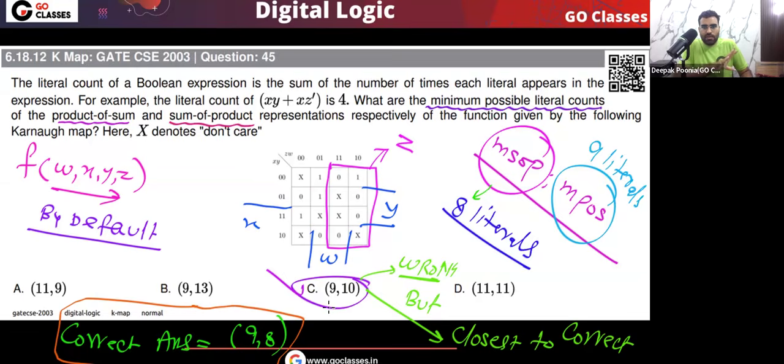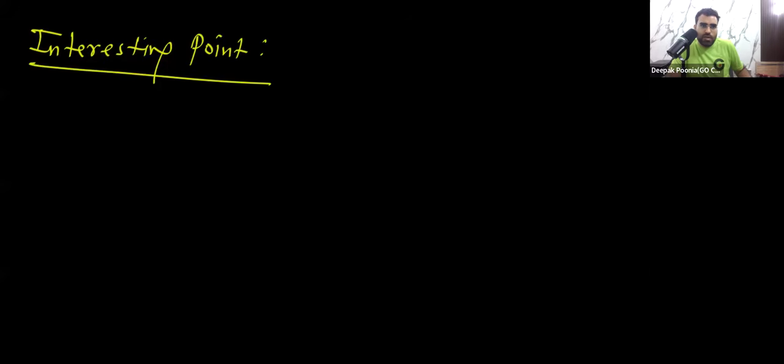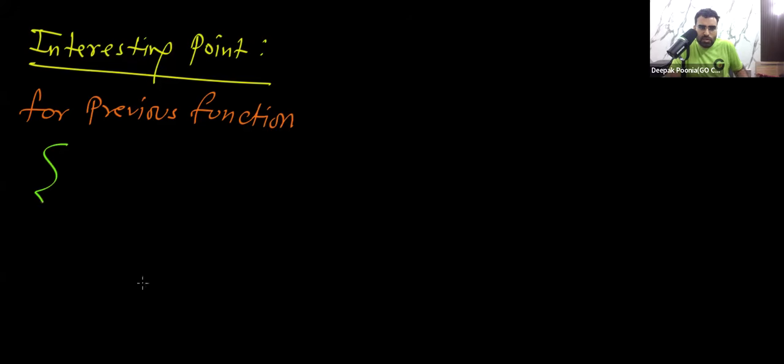But remember, because of this wrong option, because of this wrong question, don't affect your concepts. Is this clear? Here you can easily see for this function one very interesting thing you notice. Interesting point. For this function that is given to you, for the previous function, you can easily notice that.